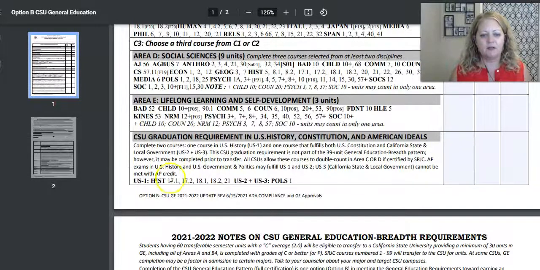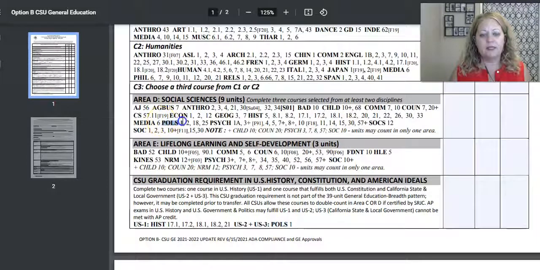The next section is U.S. History and Poli-Sci 1. This is not part of the GE pattern, which makes it a little bit confusing. It's a CSU graduation requirement, and we put it on here because these classes are up in Area D and can double count, okay? So you could take one of those classes, History 21, and it's going to meet 3 units in Area D, and it's going to meet your CSU graduation requirement. So if you don't do U.S. History and Government here at SRJC, you just have to do it prior to graduating from the CSU.